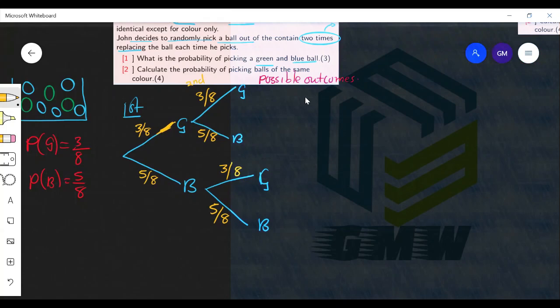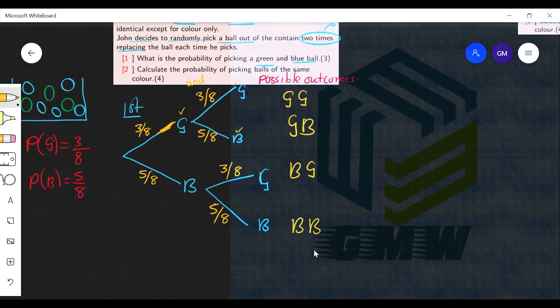Now, when you are done like this, you have completed drawing the tree diagram. You need to focus on the possible outcomes now. So we are saying he picks green and green. He's picking twice, right? Yes. So he can pick a green and a green, or what? Green and a blue. Or a blue and then a green, or a blue and a blue. These are the possible outcomes. Do you see that? Yes.